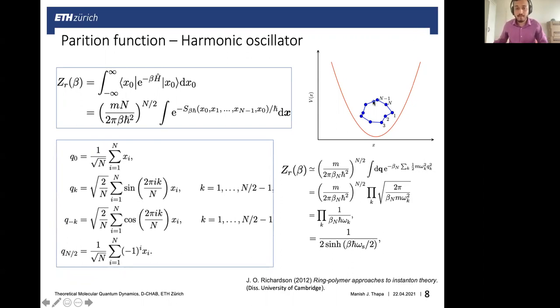So you can write it as independent oscillators, and now this becomes a Gaussian integral. And using this simple formula, there is a formula to go from here to here, you obtain the partition function. So it's quite efficient to use path integrals to obtain the partition function in this way.